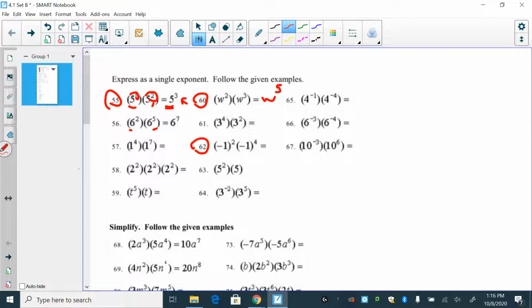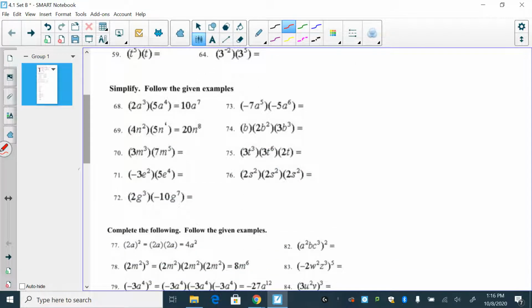Over here, the base is negative 1. So I'm going to rewrite negative 1 in brackets, and then I've got 4 and 2, 4 plus 2, 6. You can also have negative exponents, so 65, the base is 4, and the exponent, negative 1 plus negative 4 is negative 5. Okay, let's look at the next one.